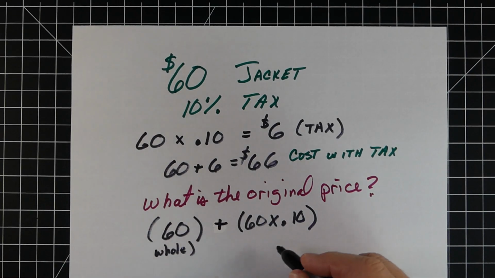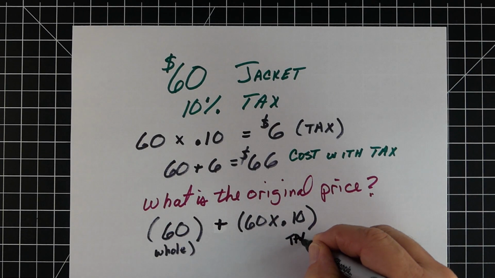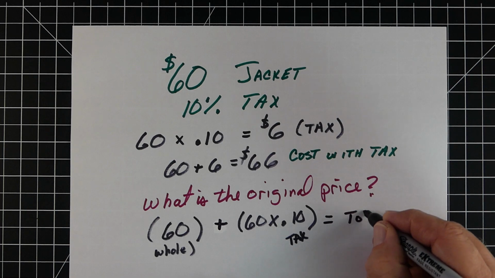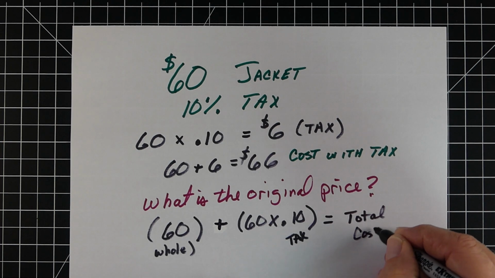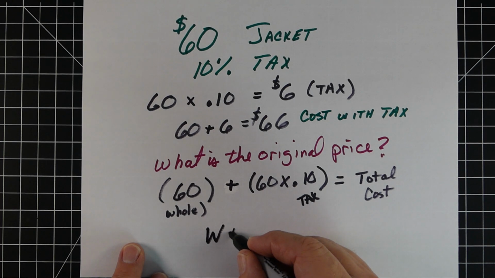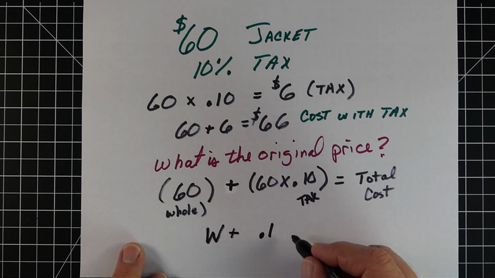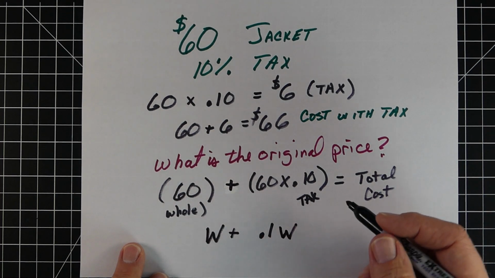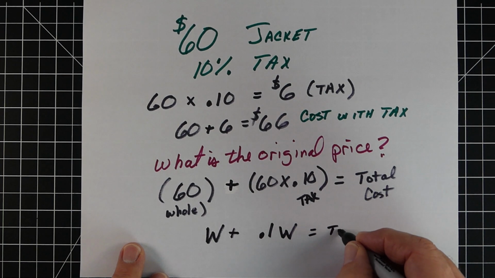When we look back on the original problem, we took the whole amount, which was $60, and we added 10% of the $60. That was the tax, and that gave us our total cost. So when we break this down, the $60 represents the whole amount, and we added that to 10% of the whole amount.